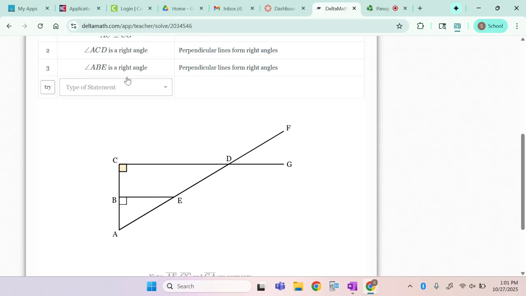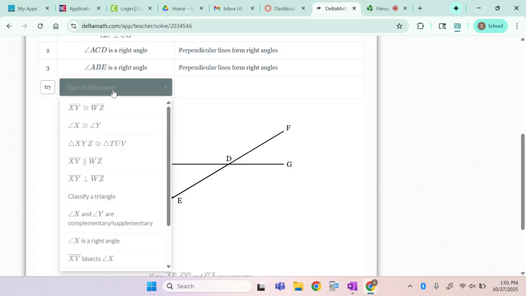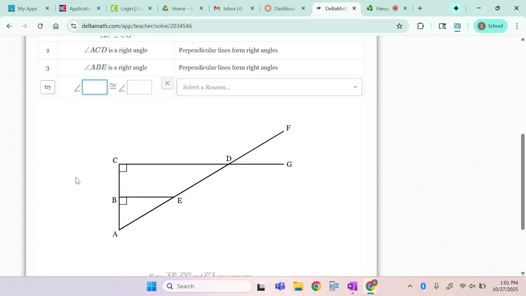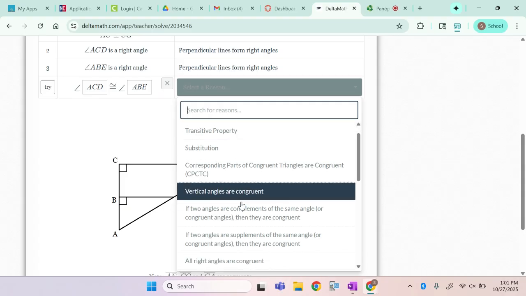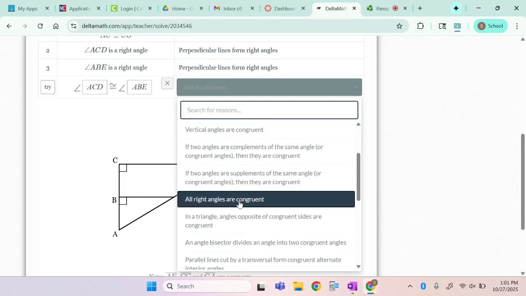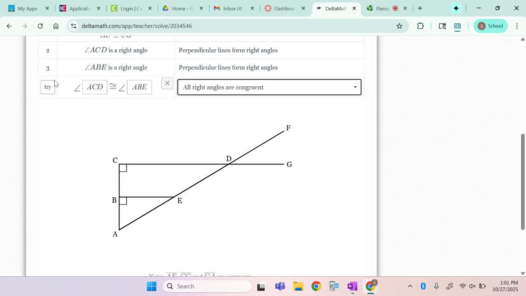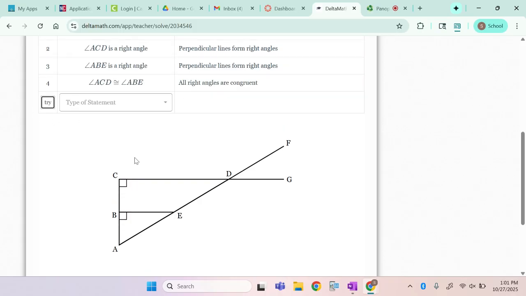But now I can say that these two angles are what? So if they're both right angles, that means they are what to each other? Congruent. So I can now say ACD is congruent to ABE. And it's because all right angles are congruent. All right angles are always 90 degrees.